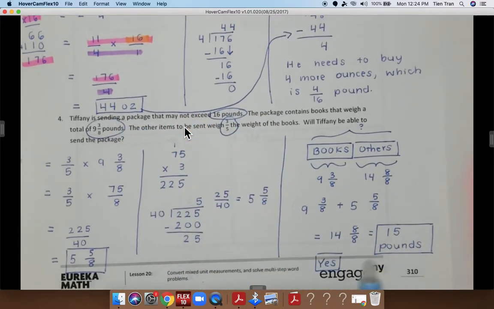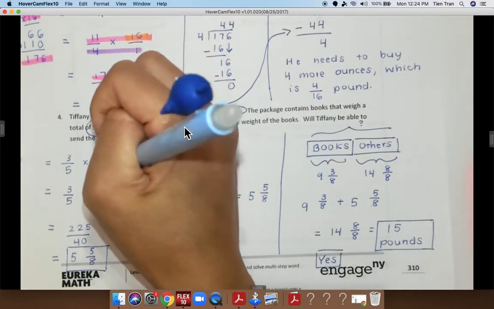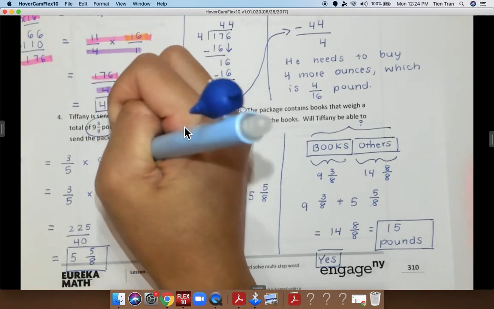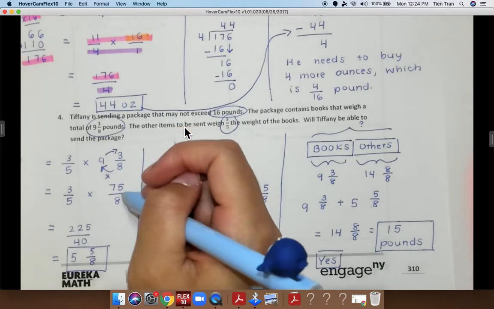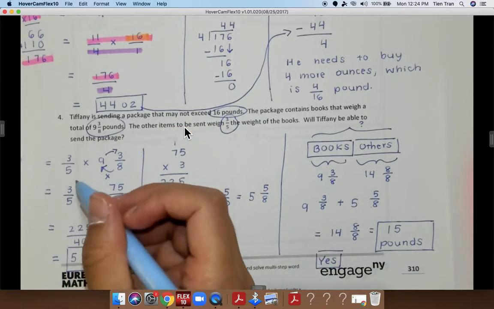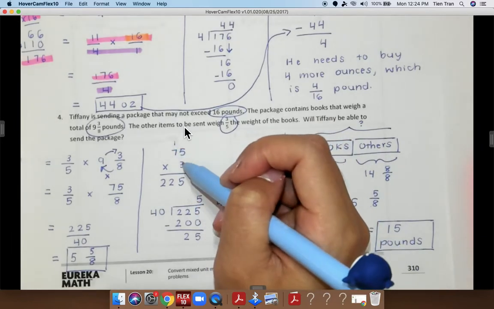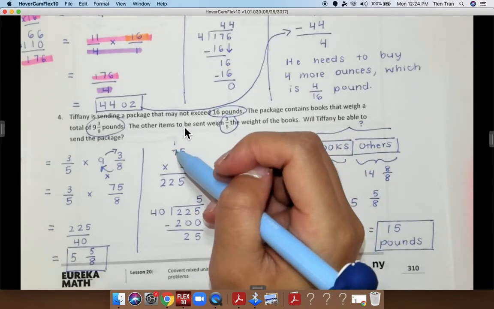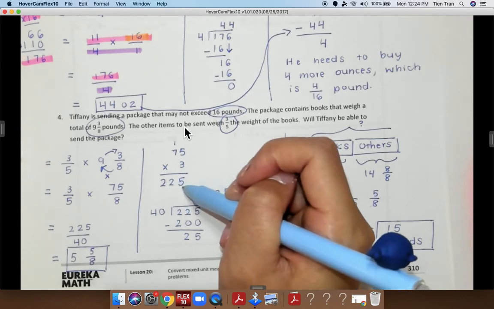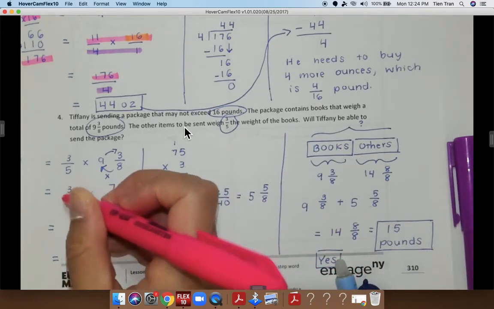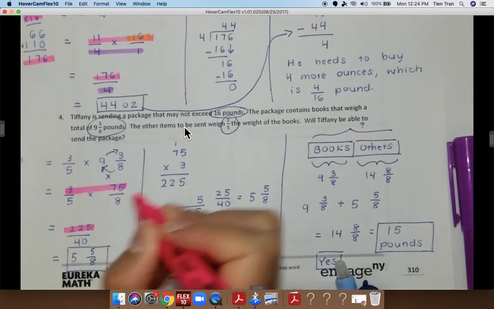So I am multiplying 3/5 first because it's the weight of the books times 9 3/8, which is given right here. Now with those numbers, the first thing I'm going to do is multiply 8 times 9, which is 72. 72 plus 3 is 75. I get 75/8. Now I'm going to multiply 75 times 3. 5 times 3 is 15. 3 times 7 is 21. 21 plus 1 is 22. So we get 225. So this is what I did here. I multiplied and got 225.